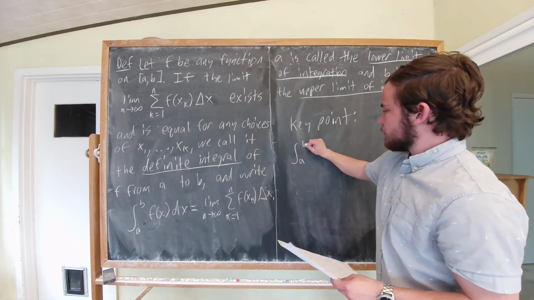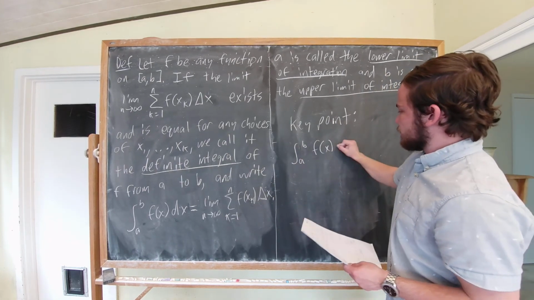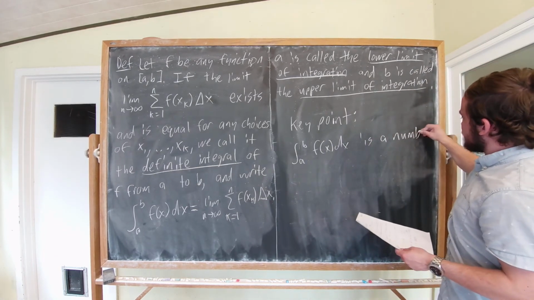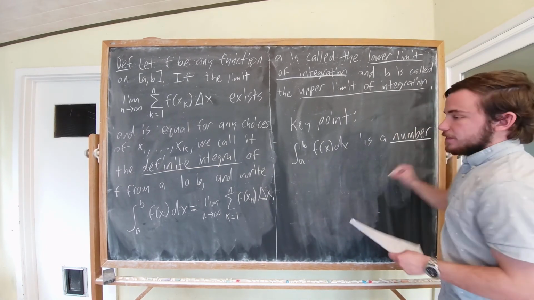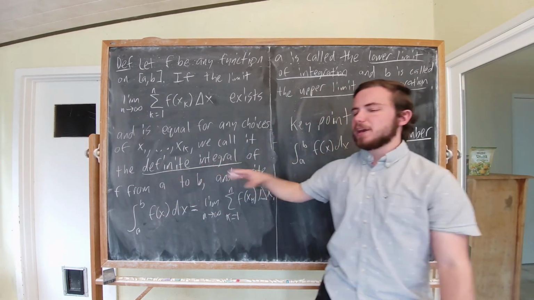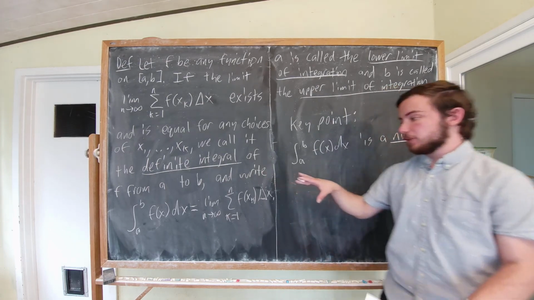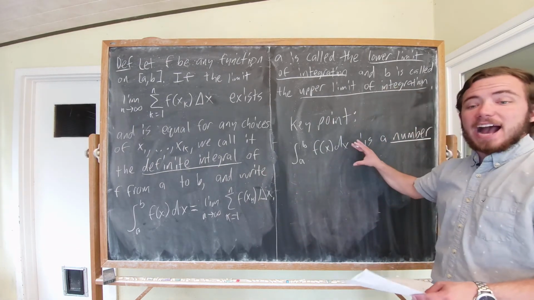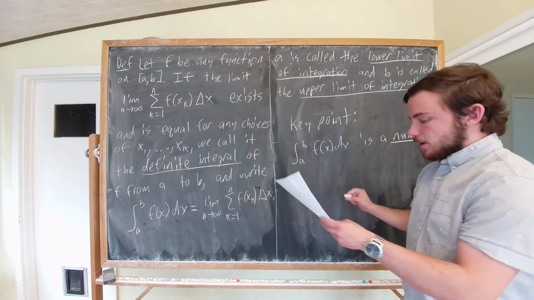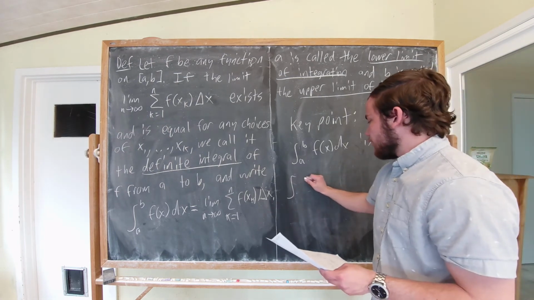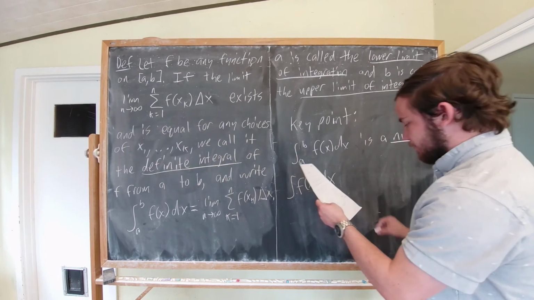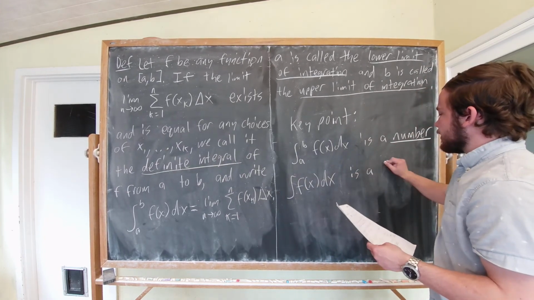This is a number. This is the area under the curve, assuming everything works out properly, which means it has to be a numerical value, right? Area is a number. Normal integral, or rather indefinite integral, antiderivative, is a family of functions.